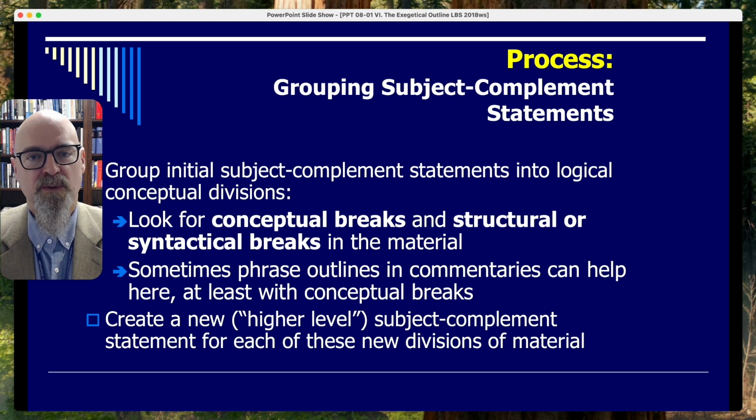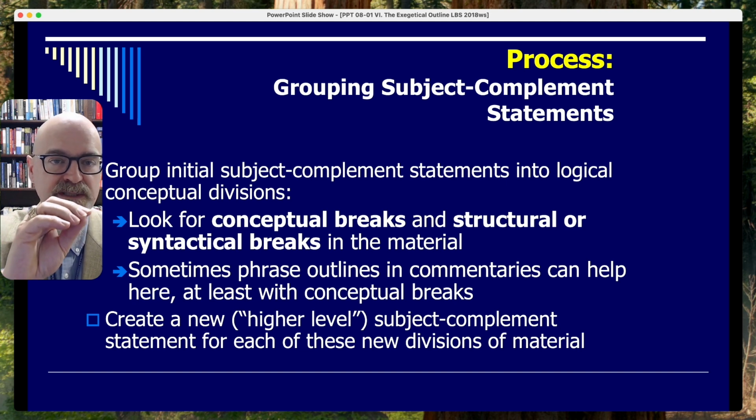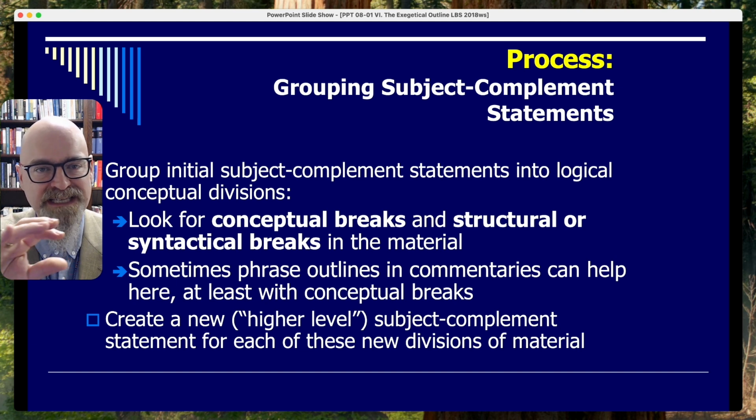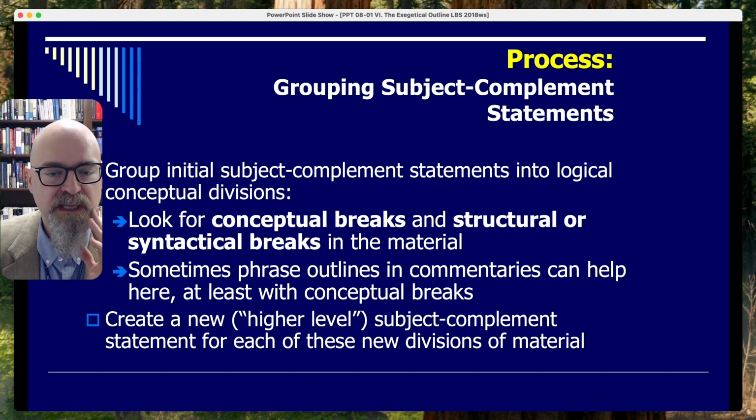And then what we do is we group the subject complement statements that we've made at the bottom level into logical divisions, and then we create higher level subject complement statements on top of each of those divisions. So for example, let's assume that our 15 statements divide into 3 groups of 5. We then make 3 new subject complement statements that group those groups of 5. And then I have to look at those 3 upper level statements and see how I can group them together so that I can then create the Roman numerals for my particular passage. So again, starting at the bottom and then building up conceptually until we get to the top.